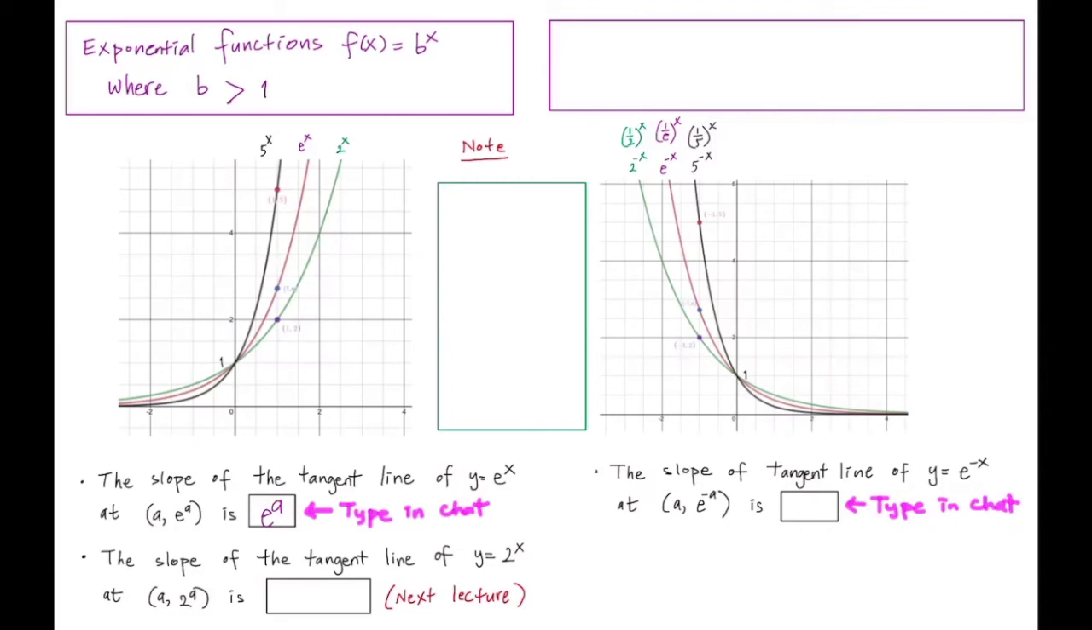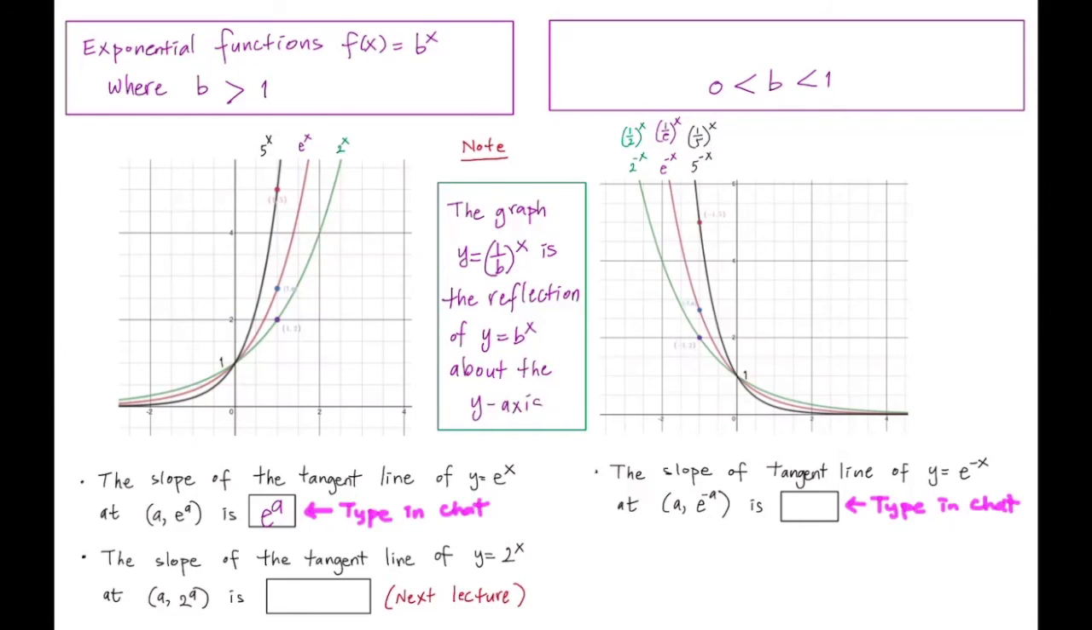If our b is smaller than 1 and positive, then the graph is basically the reflection of the graph for 1 over b. So the graph y equals (1/b)^x is the reflection of the graph y equals b^x about the y-axis. And all of them have this shape in general.